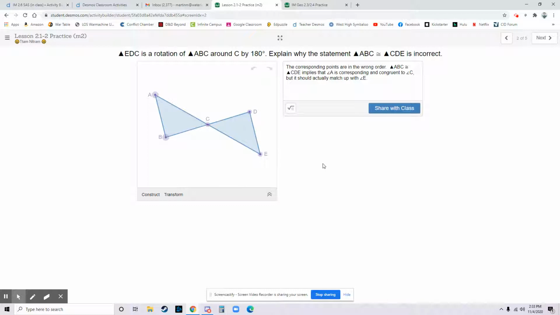Question 2. Triangle EDC is a rotation of triangle ABC around C by 180 degrees. Why is this incorrect? Well, if this is rotating around C, then C should be corresponding to C, right? Like those are clearly vertical angles. Those two should be matched up with each other, and A should be matched up with E. So frankly, the only problem is that the letters are in the wrong order. Sure, those triangles are congruent, but you're supposed to have the corresponding points in the same order.